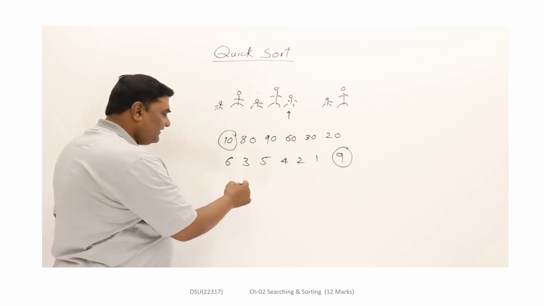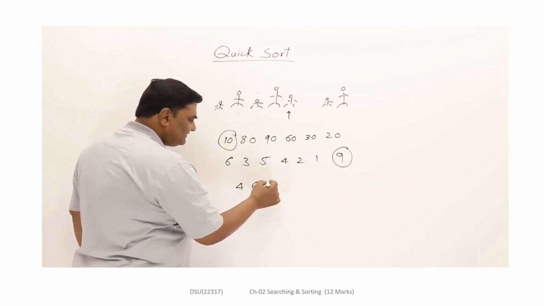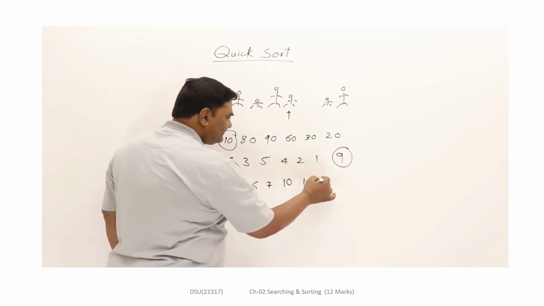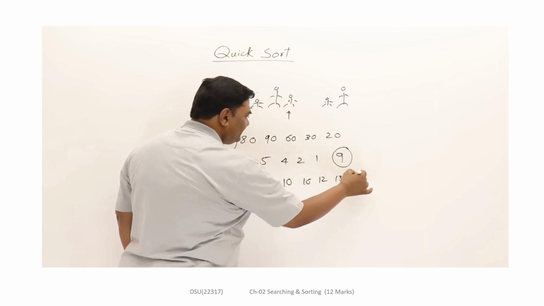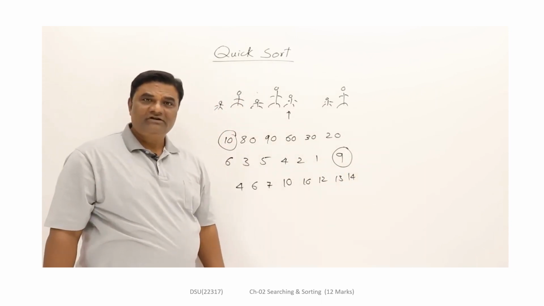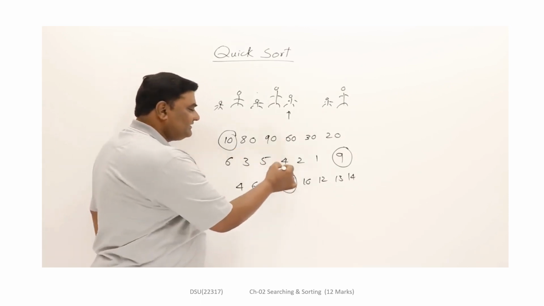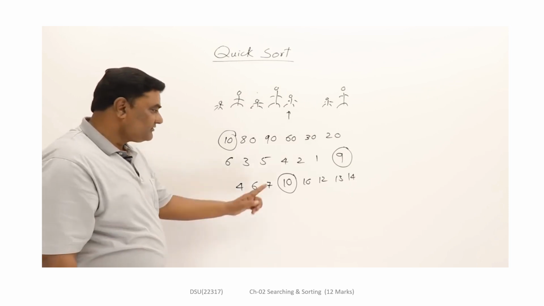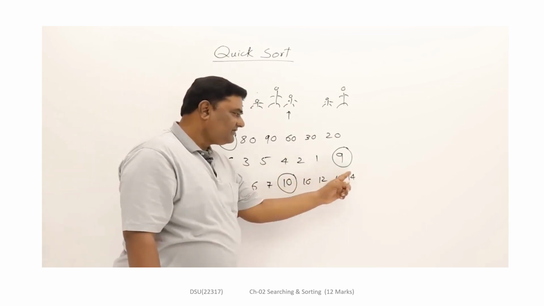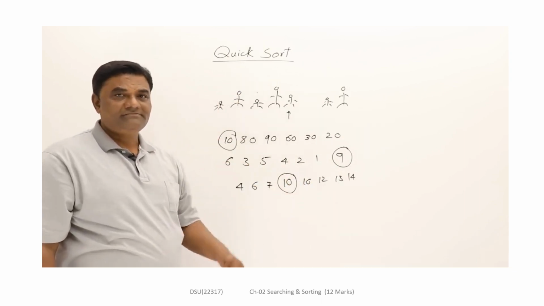In the same way, if I have the numbers 4, 6, 7, 10, 16, 12, 13, 14. Which element seems to be in its sorted position? This element is in sorted position, because all the elements before that element are smaller than this one, and all the elements after that element are greater than that element. So that is its sorted position.